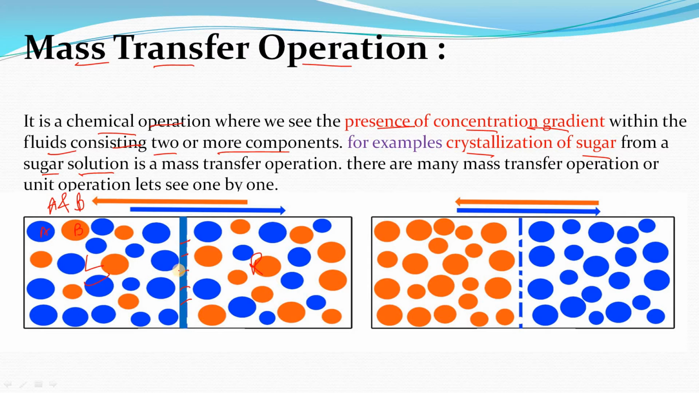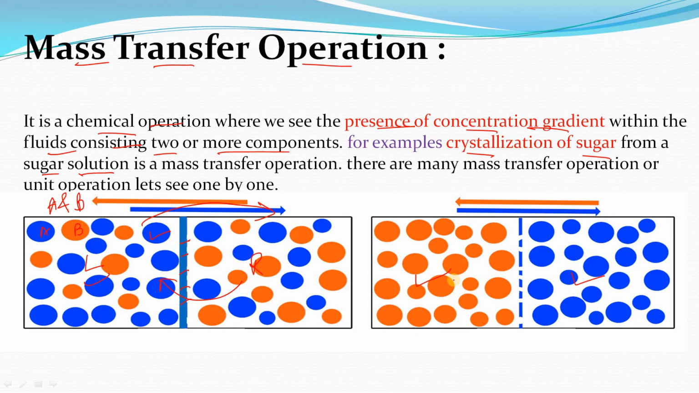When I remove this partition, what will happen? Because of the concentration gradient, the gases will transfer from one side to another, meaning from higher concentration to lower concentration. This is a blue gas, right? Here the concentration of blue gas is higher, so it will go to the right side. Same, the concentration of orange gas is higher on the right side, so it will go into the left side, right? So after equilibrium, the orange gas will appear here and the blue gas will appear here.